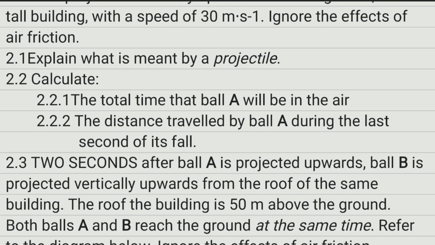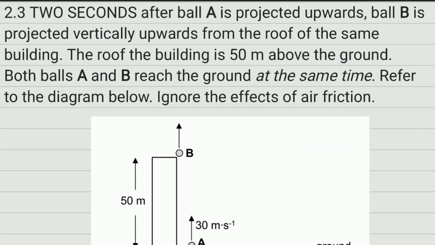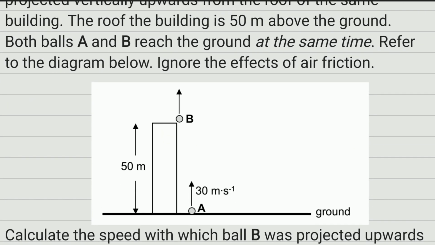So let's go to question 2.2: calculate the total time that ball A will be in the air. The total time ball A is going to be in the air. Remember, ball A was thrown from the ground and is going to go all the way up and down. That is what they want: the total time ball A was in the air.